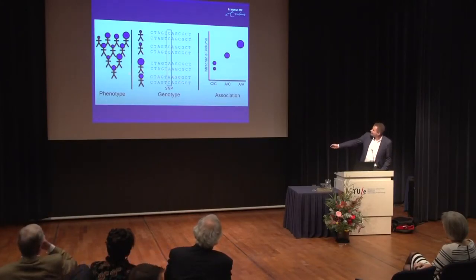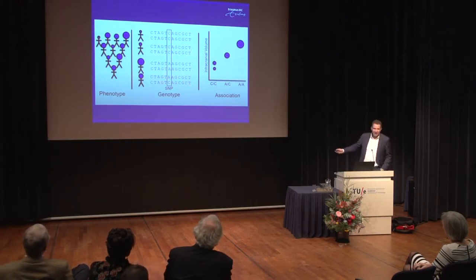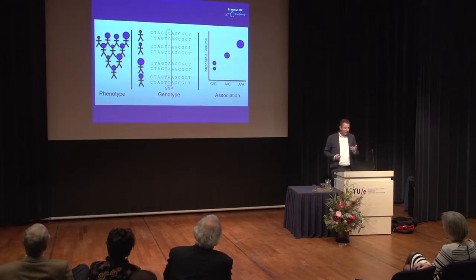But the concept of this genetic code is that different individuals may have different nucleotides at a certain position. And if that occurs in 1% of the population, it's called a SNP. Now this SNP may be a coding for a disease.